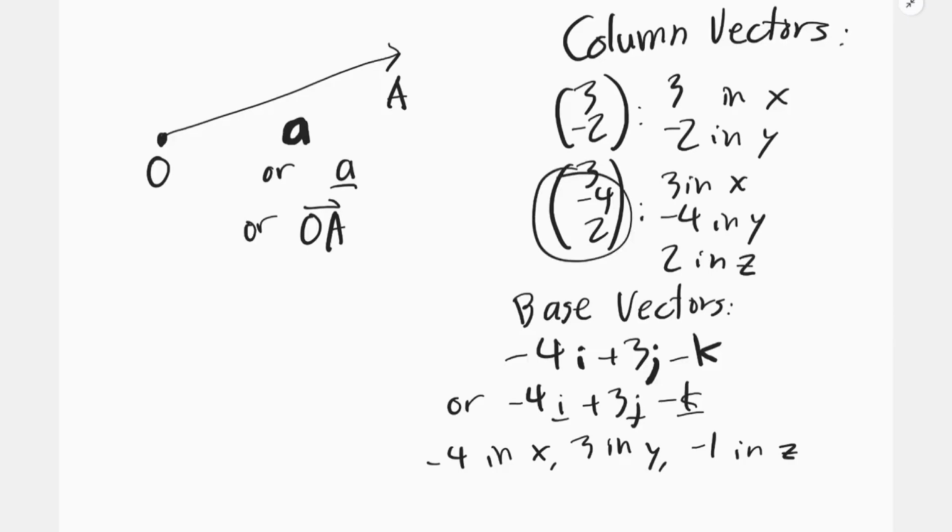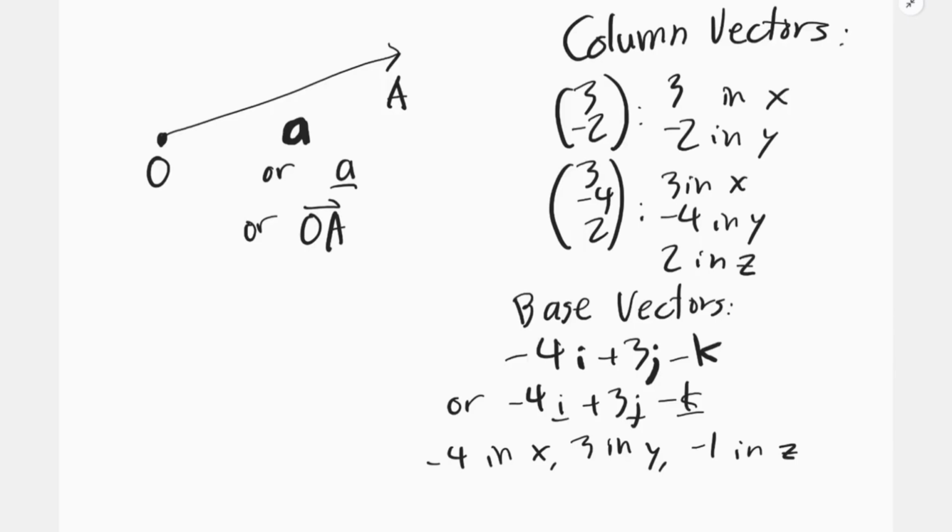And this one, 3, -4, 2, means 3 in the positive x, 4 in the negative y, and 2 in the positive z. And the other way you can represent vectors numerically is using base vectors, where you use the letters i, j, and k. And i, j, and k are unit vectors, meaning that they have a magnitude of 1. So i is the x direction, j is the y direction, and k is the z direction.